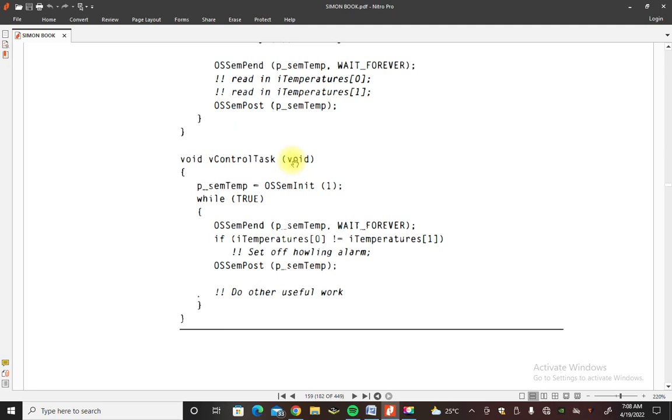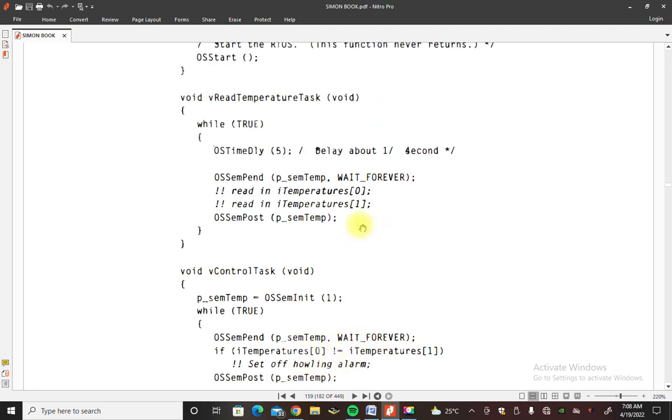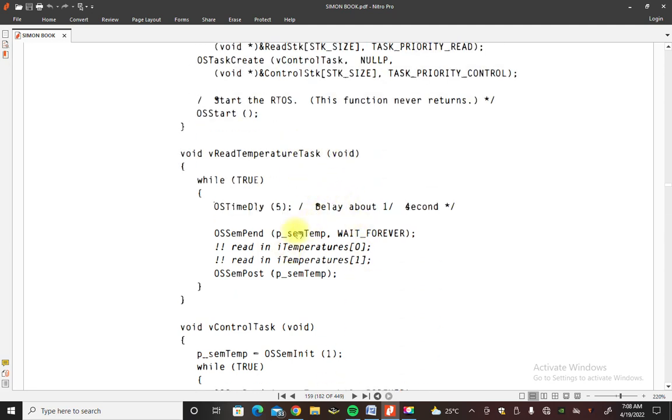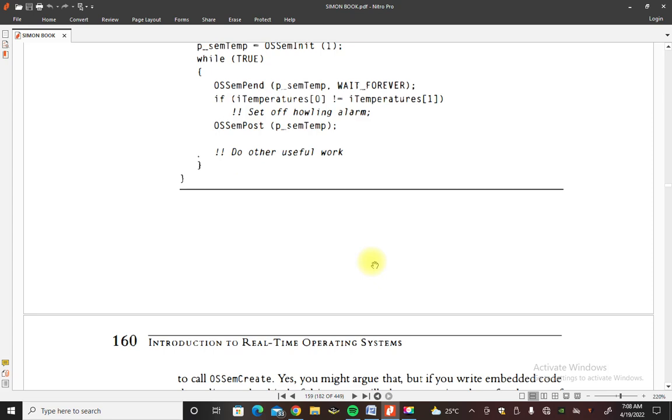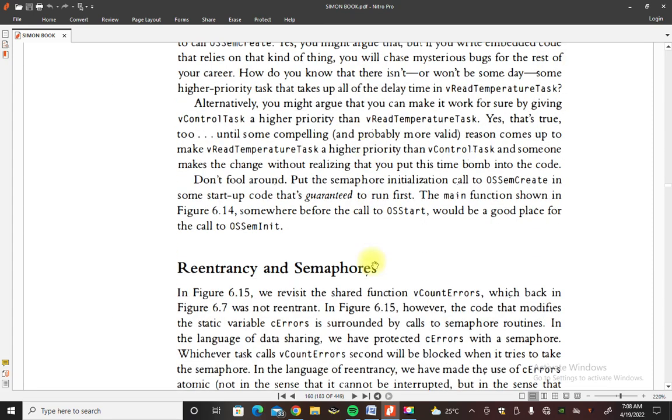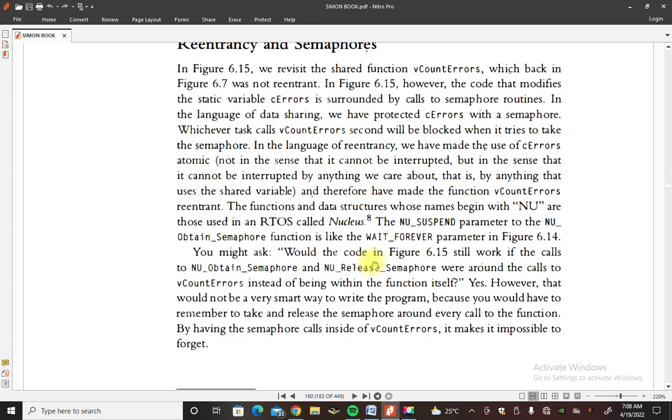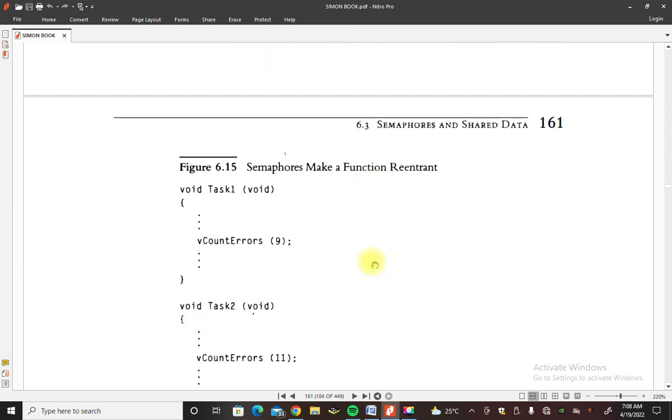So the control task is another one using take semaphore and release semaphore, where there is a possibility of shared data problem, and the read temperature task is also using take semaphore and release semaphore, where there is a possibility of shared data problem. So this is the example that we have to understand. Reentrancy and semaphores: reentrant functions are the functions as discussed, right?